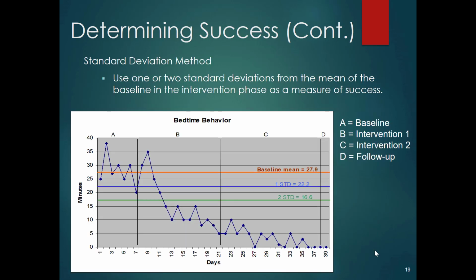And then we have the standard deviation method. So with the standard deviation method, you would calculate the standard deviation, and if the scores fall 1 or 2 standard deviations away from the baseline mean, then you would say it's a success.